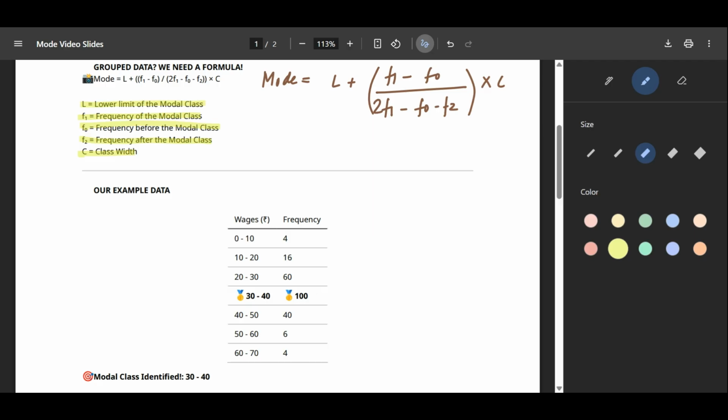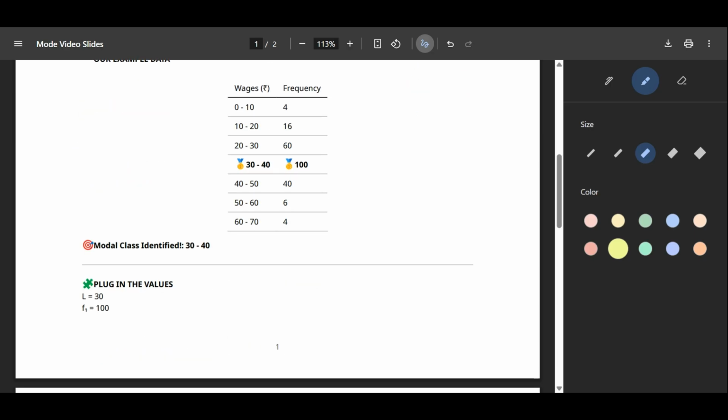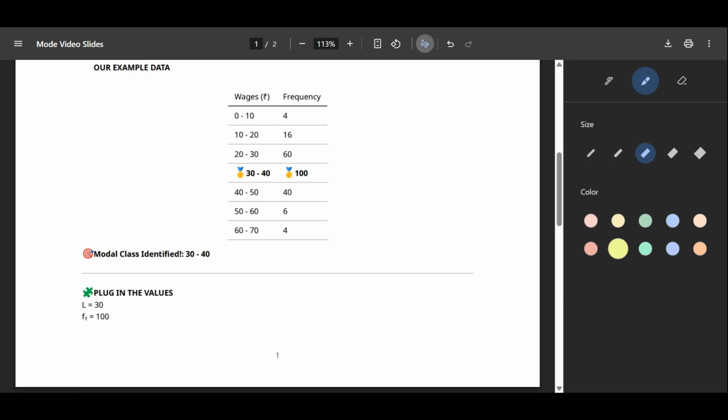Let's make this real with an example. So, we have wage data here. Step 1, find the modal class. Can you find the modal class here? Yes, which group has the highest frequency? The row 30 to 40 and its frequency 100. That's right. This is our superstar class.